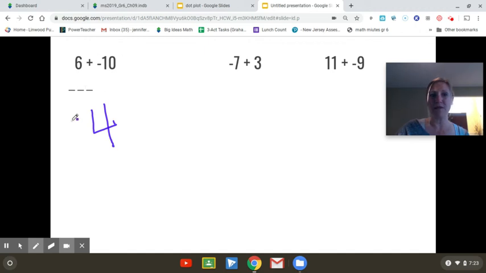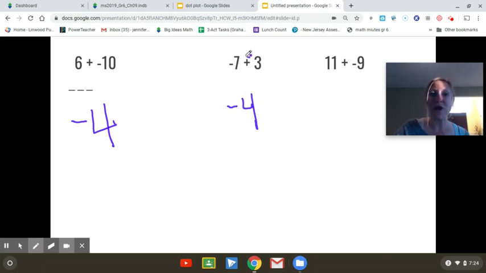And finally, I have 11 plus -9. Different signs, so I'm going to find the difference. 11 minus 9 is 2. But notice this time I have more positive values left over, okay? So my answer just remains a +2.